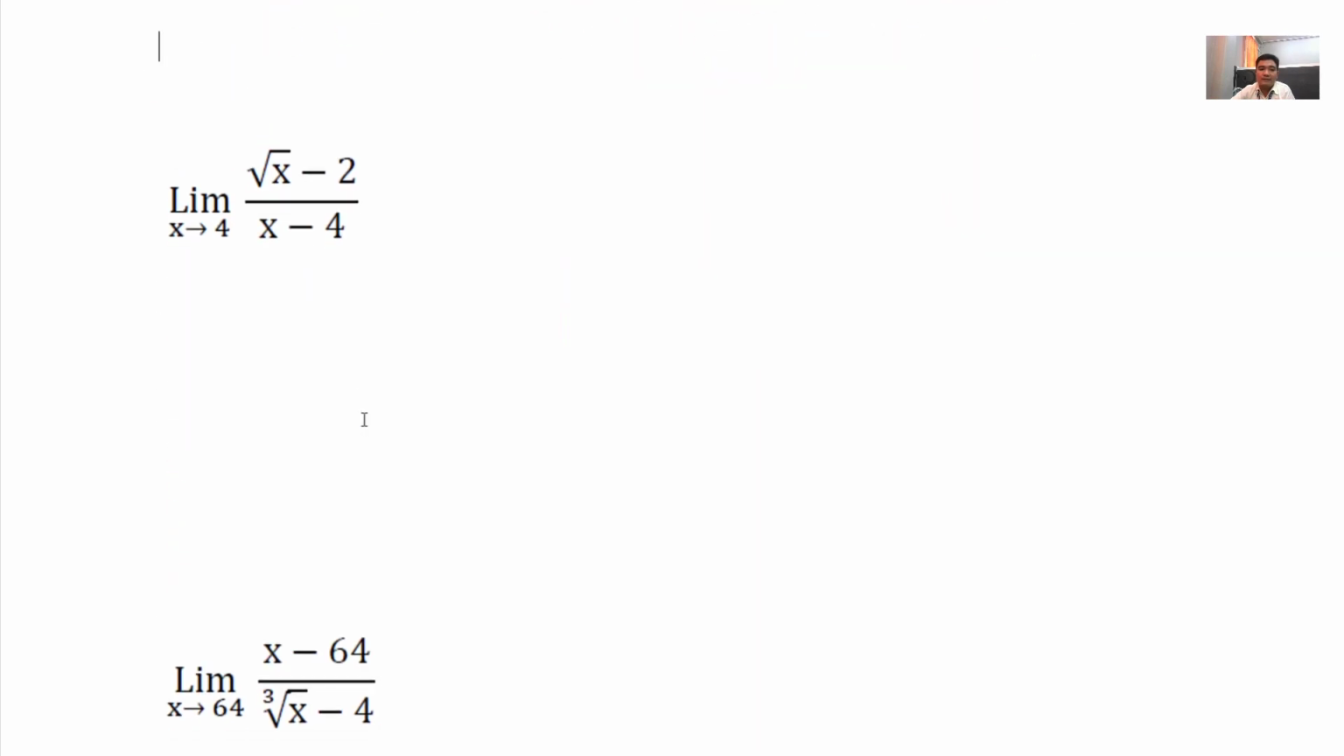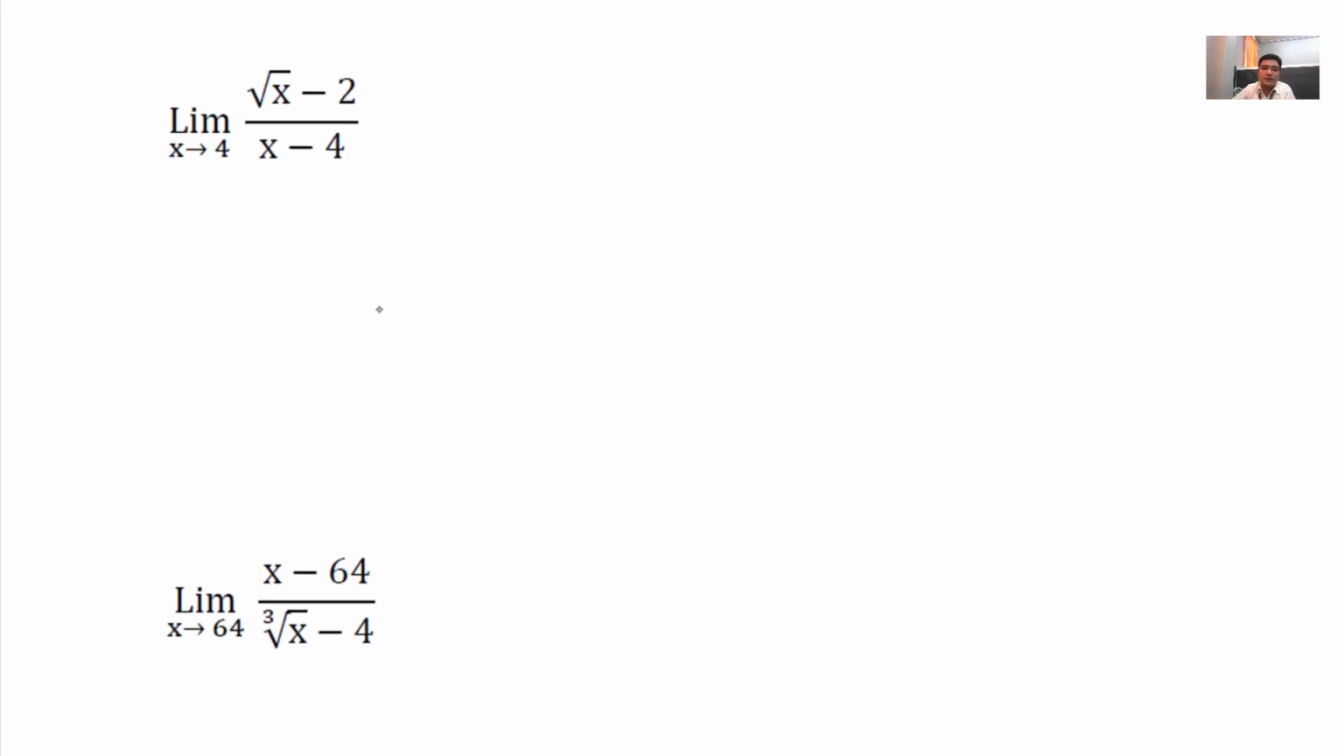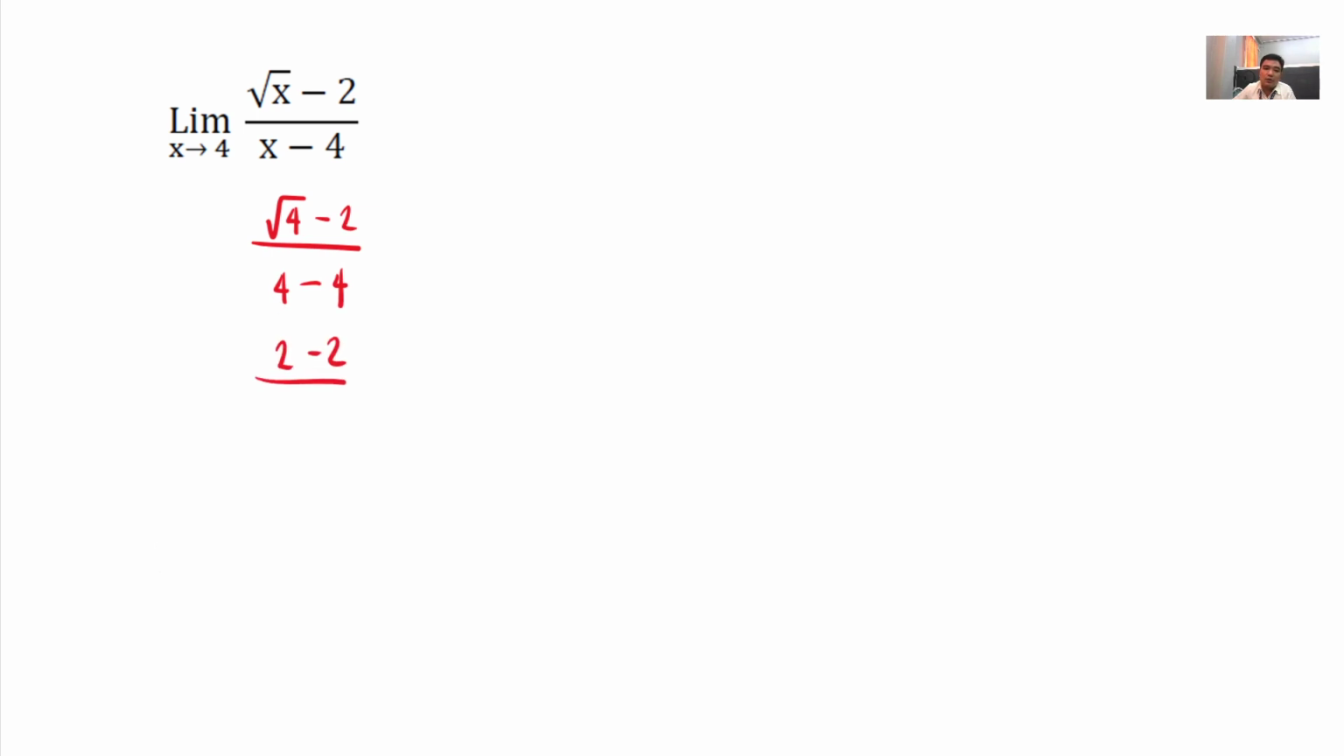Number 5. That is the limit of square root of x minus 2 all over x minus 4 as x approaches 4. So we substitute the value of x, which is 4, to the given function. Square root of 4 minus 2 all over 4 minus 4. That is 2 minus 2 all over 0, so that is 0 all over 0, and that is indeterminate.